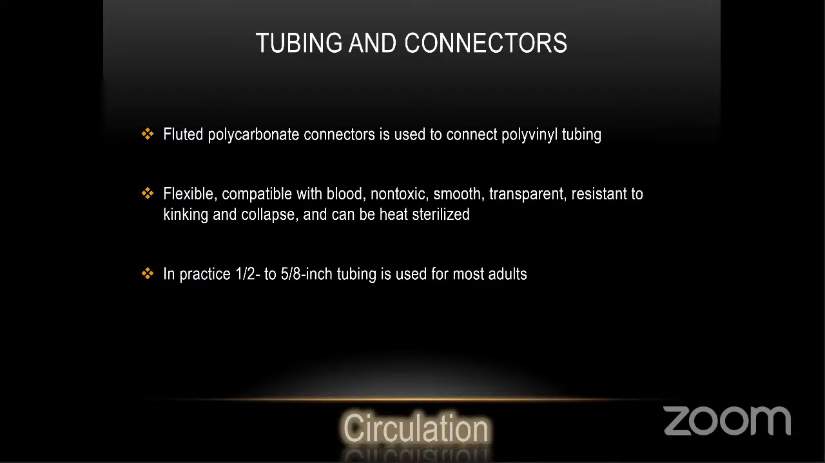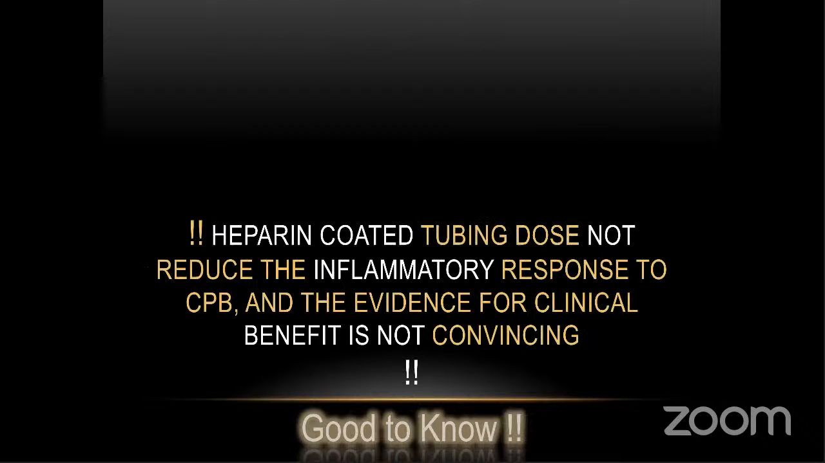Usually a half or 5/8 inch internal diameter tube is used for most adult patients. Heparin-coated tubing doesn't reduce the inflammatory response to cardiopulmonary bypass, and the evidence for clinical benefit is not convincing.